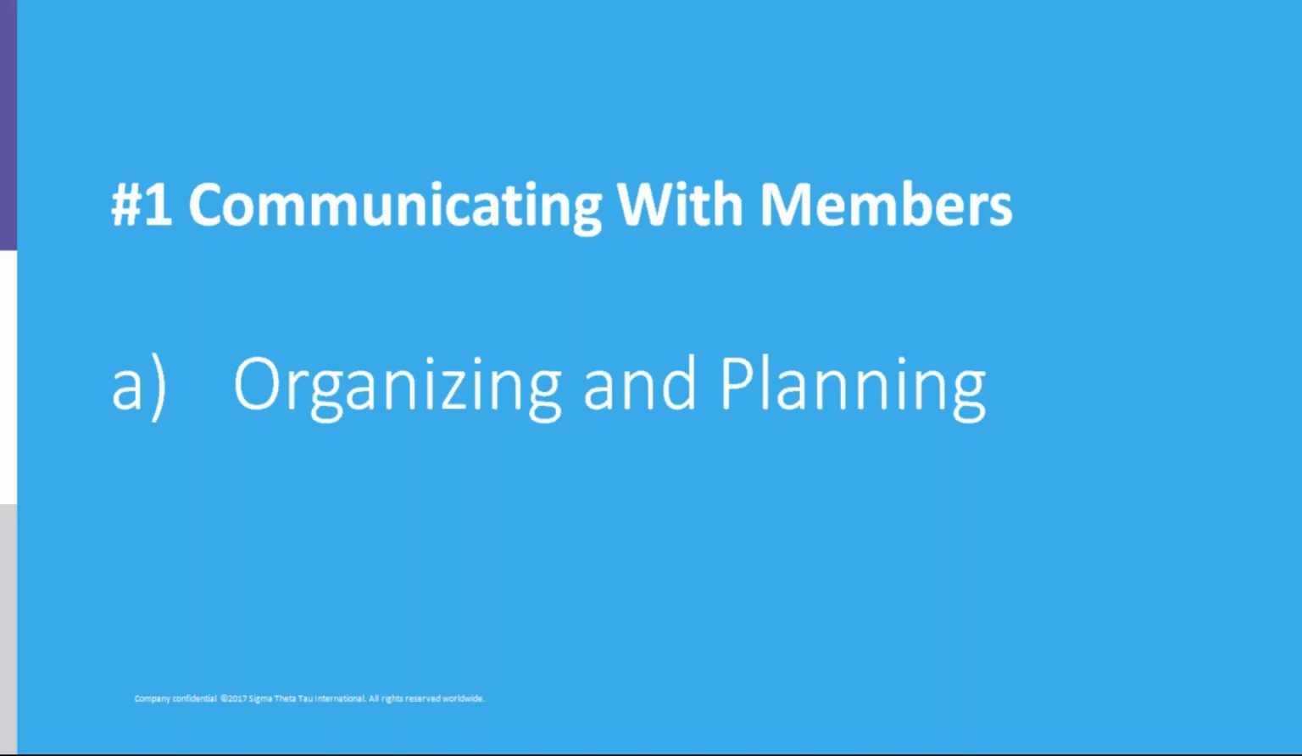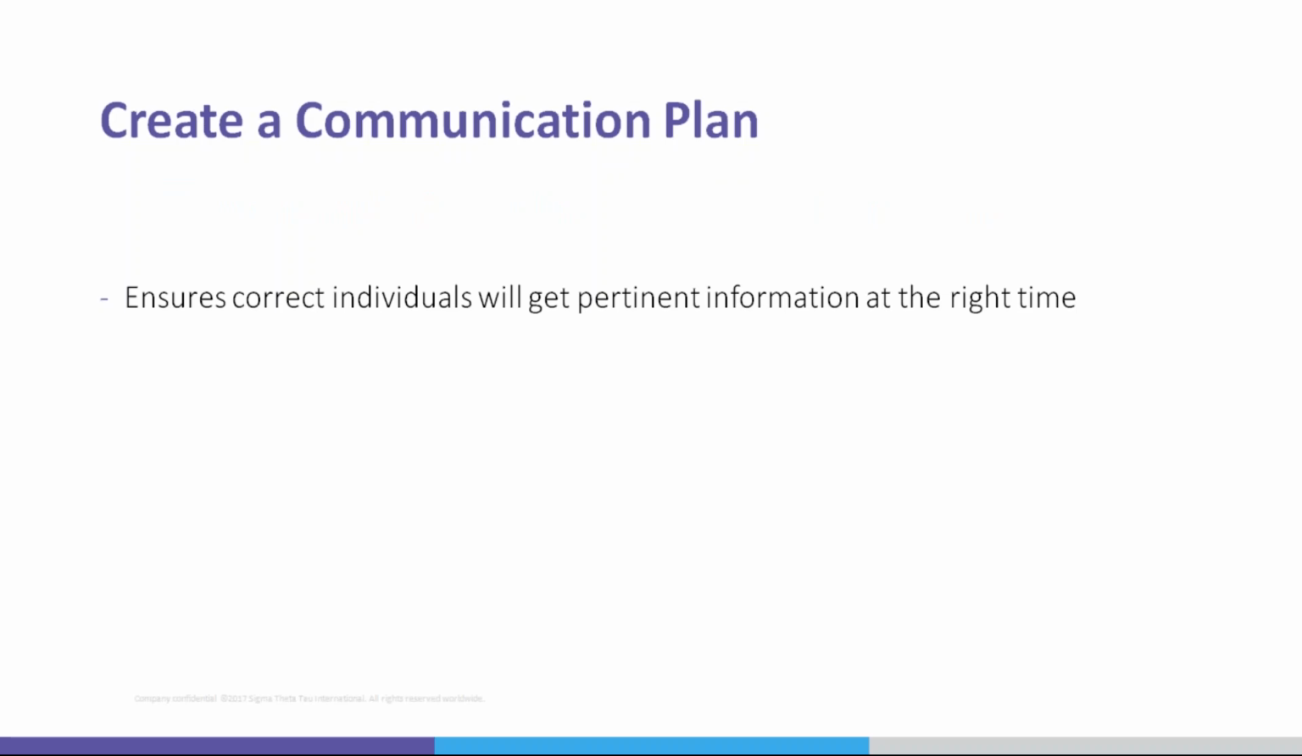Creating a plan will help the Developing Honor Society to both effectively and efficiently communicate with members. Creating a communication plan will ensure that the correct individuals receive pertinent information at the right time. It also assigns and spreads the responsibility for the communications throughout the leadership. The plan can identify possible resources that the Developing Honor Society can utilize to improve their communication efforts.